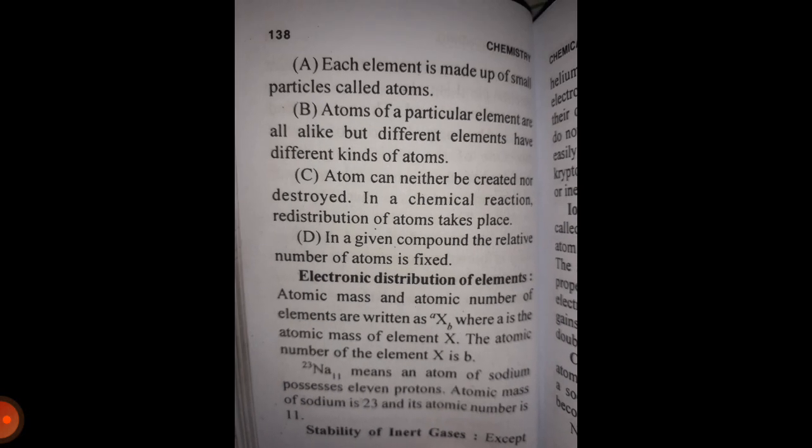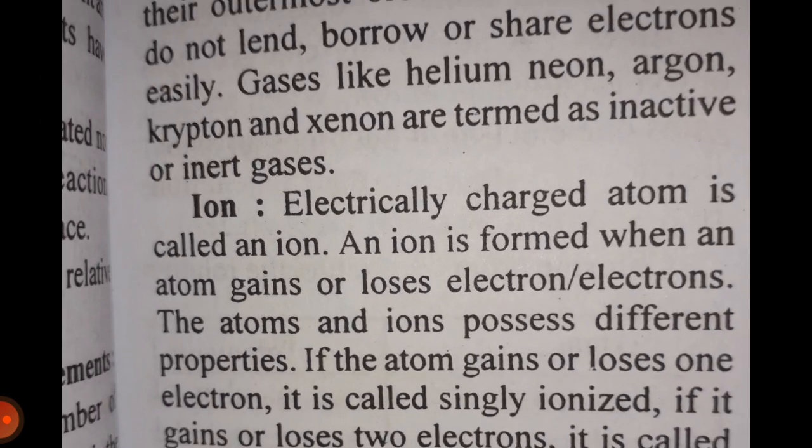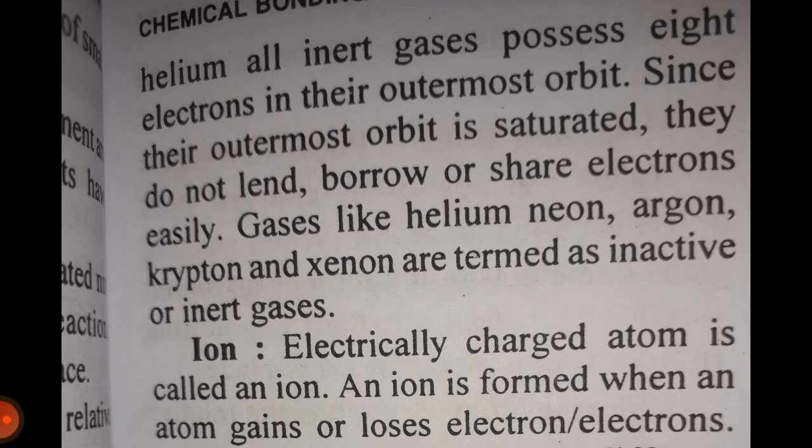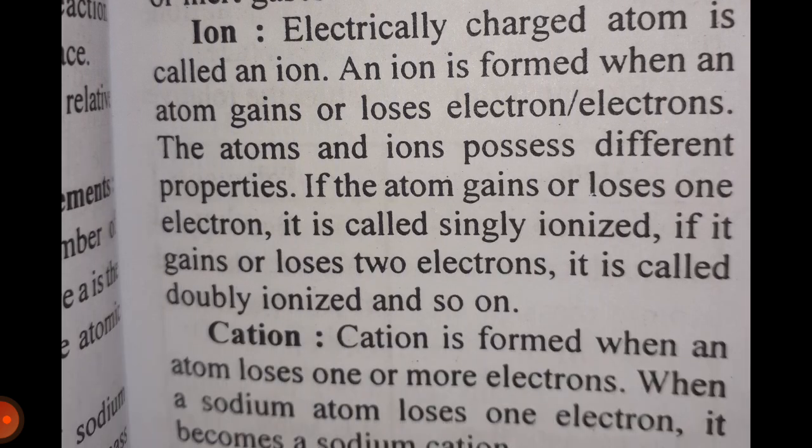Stability of inert gases. Except helium, all inert gases possess 8 electrons in the outermost orbit. Since the outermost orbit is saturated, they do not lend, borrow, or share electrons easily. Gases like helium, neon, argon, krypton, and xenon are termed inactive or inert gases.